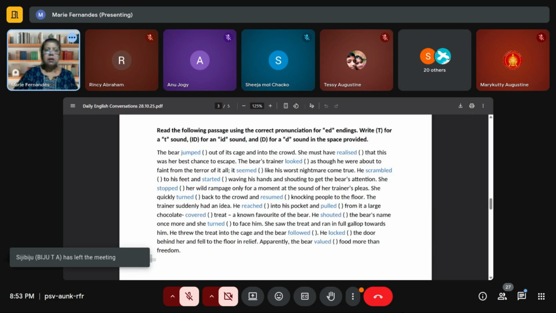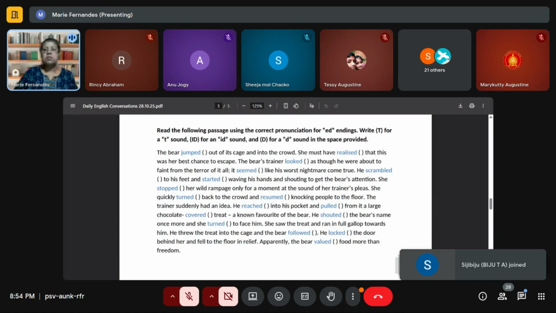She stopped her wild rampage only for a moment at the sound of her trainer's pleas. She quickly turned back to the crowd and resumed knocking people to the floor. The trainer suddenly had an idea. He reached into his pocket and pulled from it a large chocolate-covered treat, a known favorite of the bear.